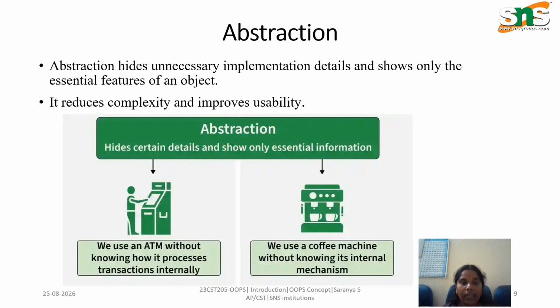And the next one is abstraction. Abstraction hides the unnecessary implementation details and shows only the essential features of the object, and it reduces the complexity and improves usability. For example, an ATM and a coffee machine. And then data abstraction is hiding the internal details and showing the functionality, which is known as abstraction.